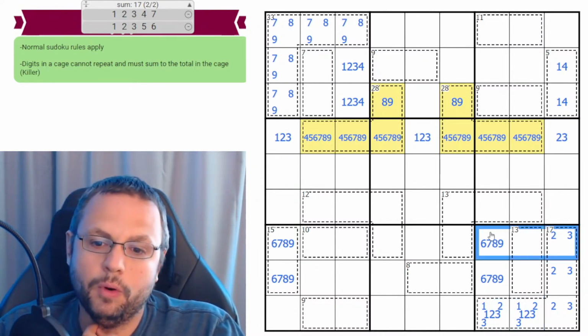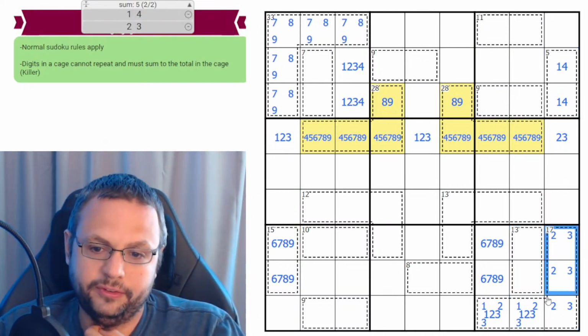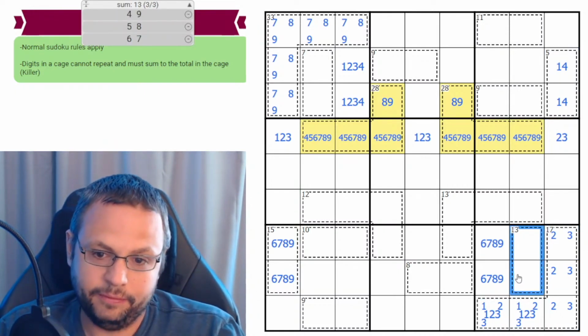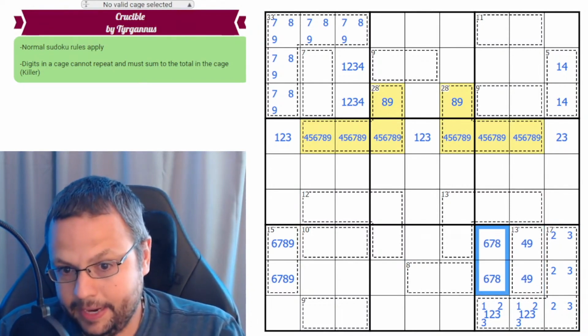And now where is the 4 going in box 9? Well, this 1, 4 looks down here. It's not there. It's not there. The 4 has to go in the 13 cage, making this a 4, 9, meaning that's not a 9.